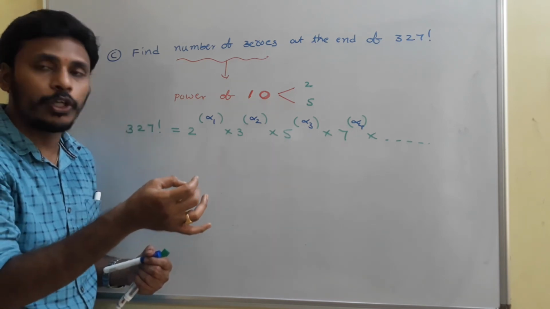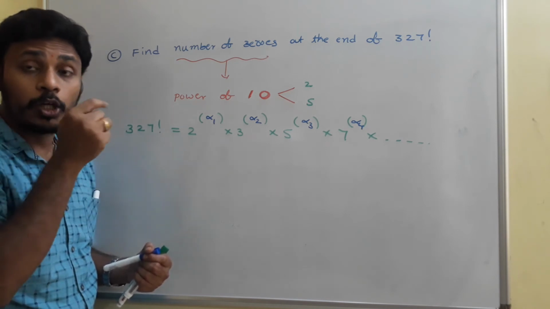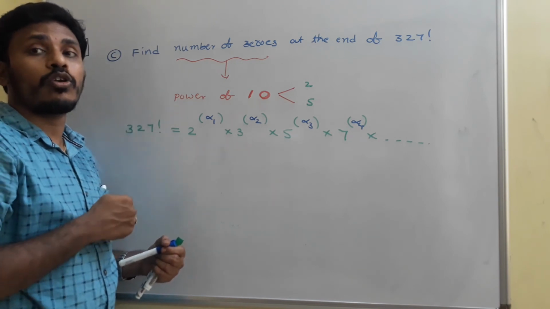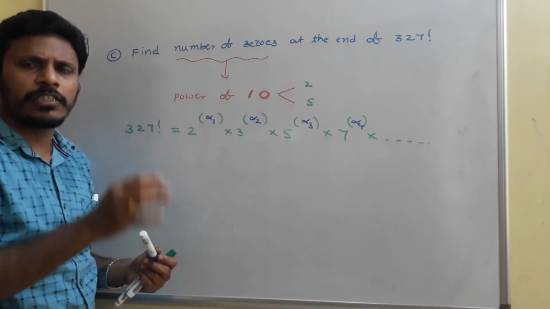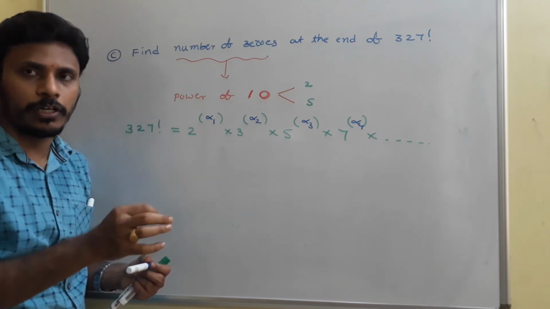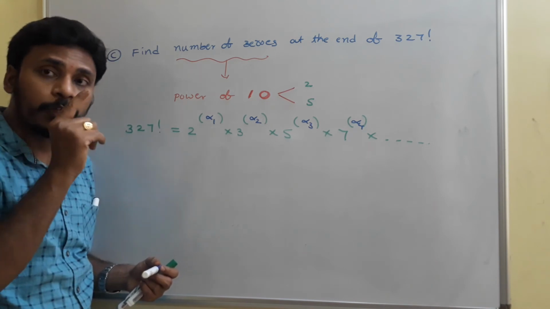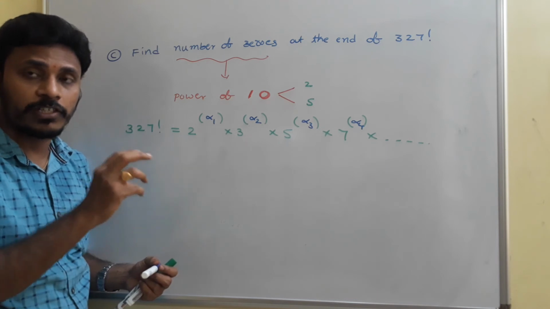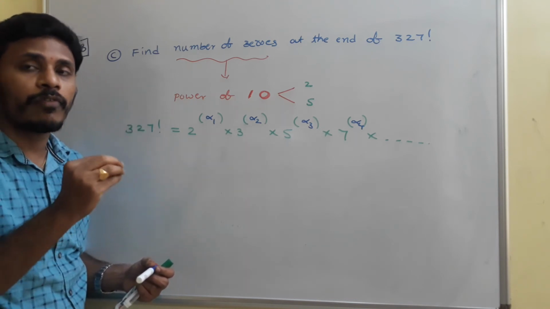2 into 1, 2 into 2, 2 into 3, 2 into 4. And in 4 again one more 2 is there. In 8 three more 2s are there. So up to 9 numbers, if you observe, there are many 2s, but there is only one 5. Just observe the first 10 numbers and the first 9 numbers. In the first 9 numbers, 2s are more and 5s are less.